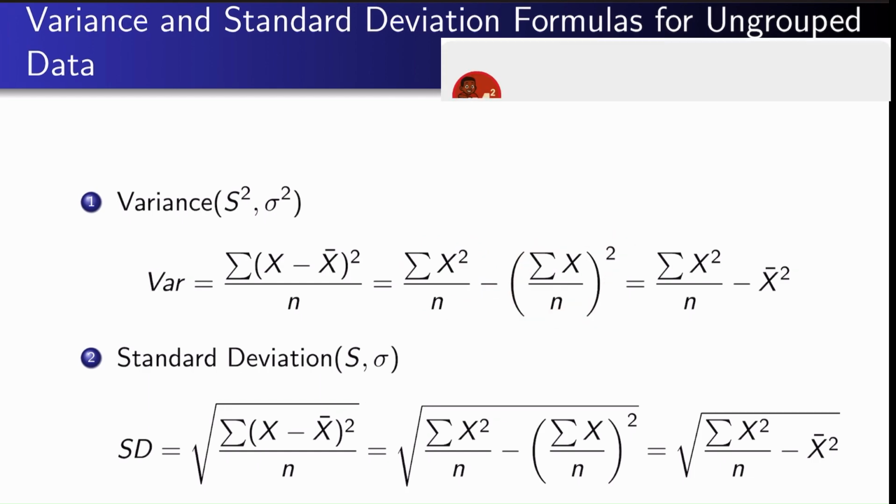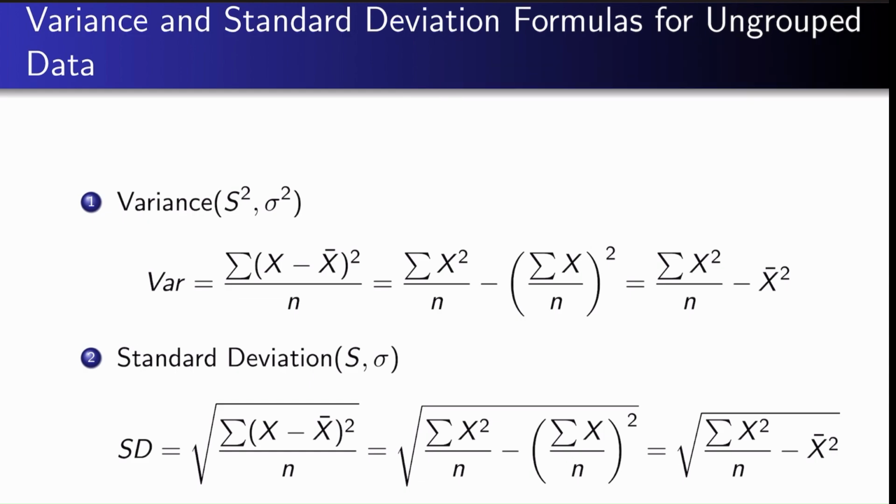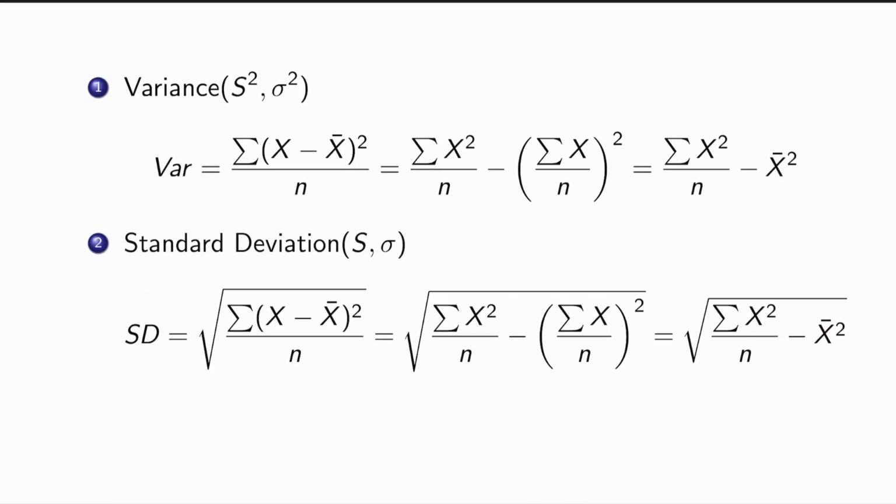And this formula is the same as summation of x squared divided by n minus summation of x on n all squared. And as we already know, summation x on n is the same as the mean, which is going to give us the formula on the far right: summation x squared on n minus the mean squared. Also, to compute the standard deviation, we just have to take the square root of the variance, which is the square root of what we have here. That's going to give us the square root of summation of x minus mean all squared on n, which is the same as the one on the far right.